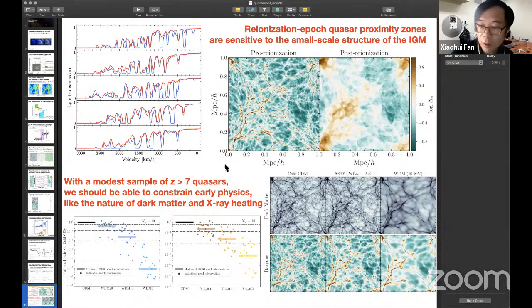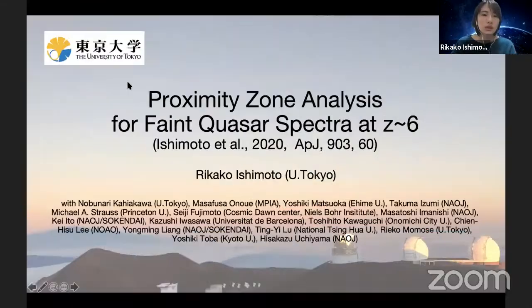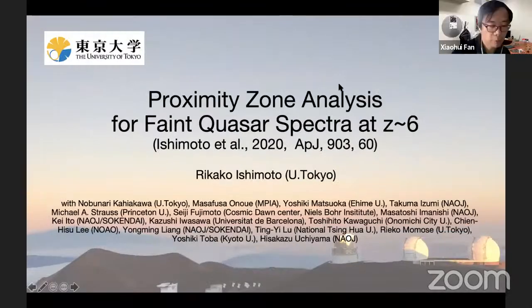Thank you. There are more questions in Slack that you can answer later. So let's move on to our last talk, the last formal talk of the conference, which is by Rikako Hashimoto on proximity zones in fainter quasars. Please go ahead. Okay, I will share my screen. Can you see my screen? Yep, perfect. Thank you. Thanks.